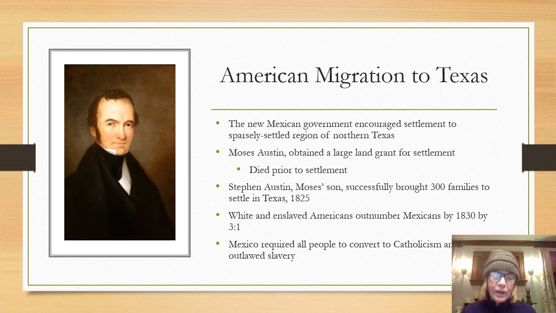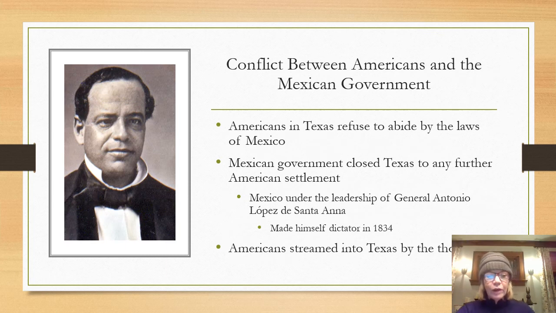And pretty soon there are more Americans there than there are Mexicans in what is now Texas, by a ratio of 3 to 1. Mexico has laws that say you're required to be Catholic if you're going to be there. And so you have to convert, and they outlawed slavery. Well, you know, Americans, if they don't like the law, they just don't abide by it. So they didn't abide by it, right? So there's conflict.